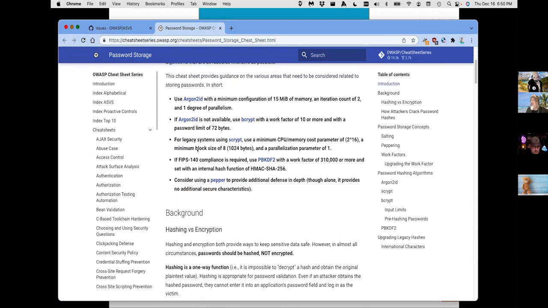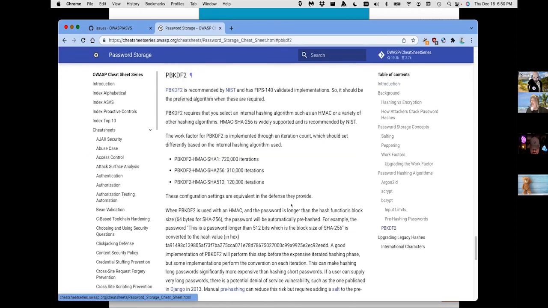So what we're saying is, if you're going to use PBKDF2, yes, you could do 120,000 iterations, but only if you're using HMAC-SHA-512. If you're going to use HMAC-SHA-256 with PBKDF2, use 310,000 iterations, and for SHA-1, 720,000. It depends on what hashing algorithm you're using to get to the proper threshold, the way we measure this.